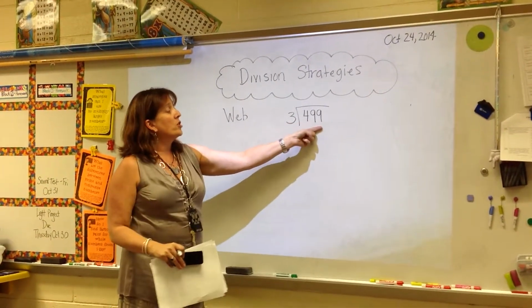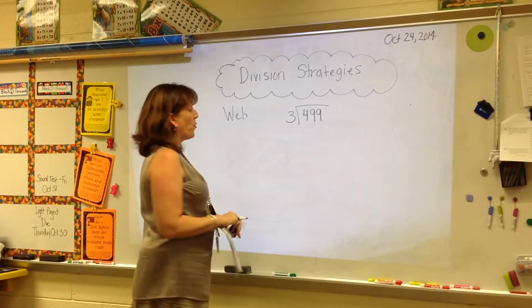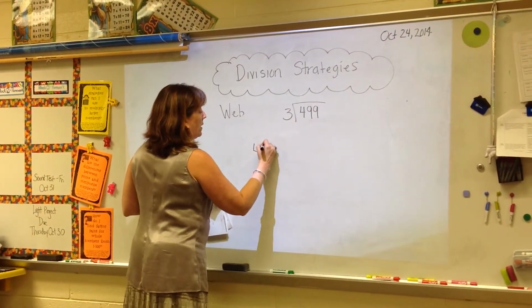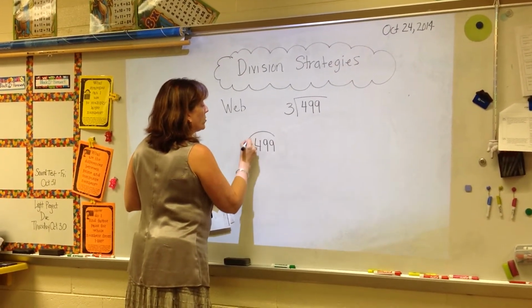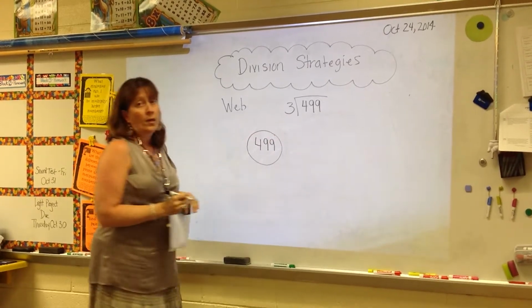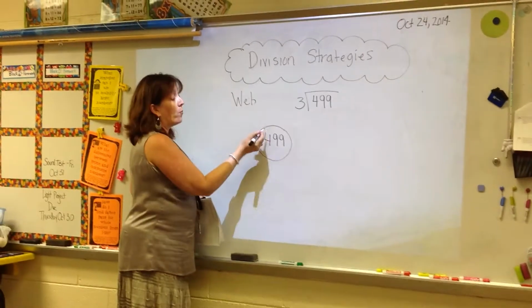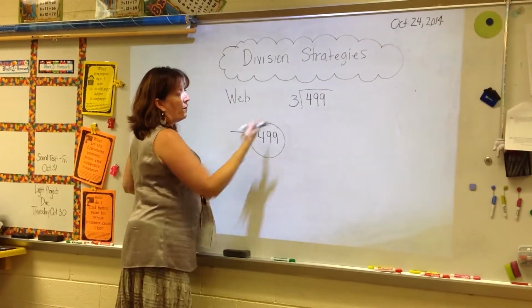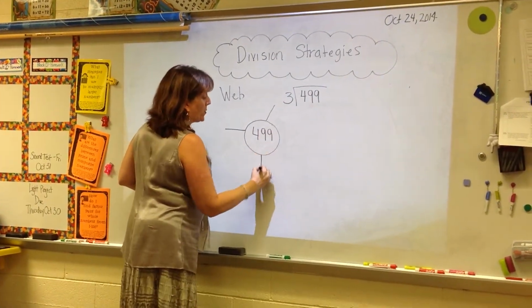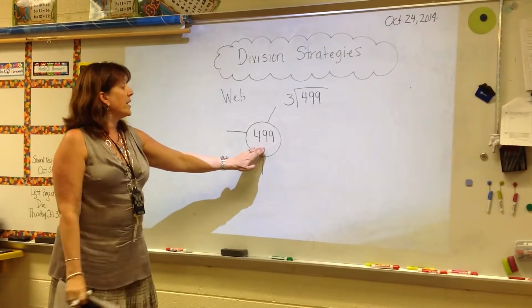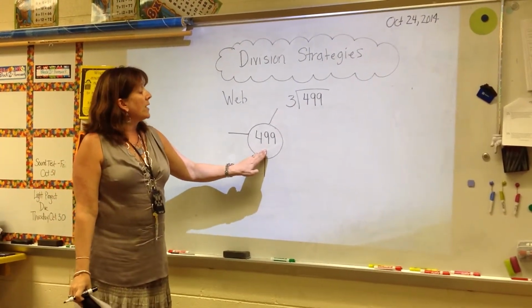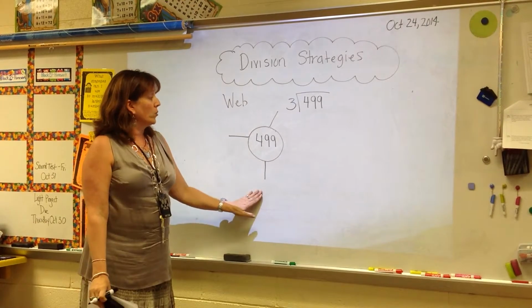The first thing that we're going to do is take our dividend, which is 499, and draw a circle around it, like so. And then we're going to take our divisor, which is 3. If it was 5, we would do 5 pegs. If it were 3, we're going to do 3 spokes out from our dividend. So we have 499. We're dividing it into 3 equal groups.